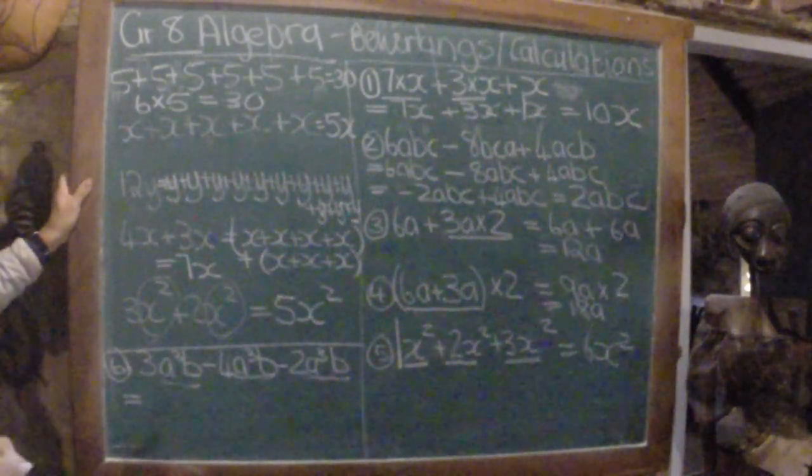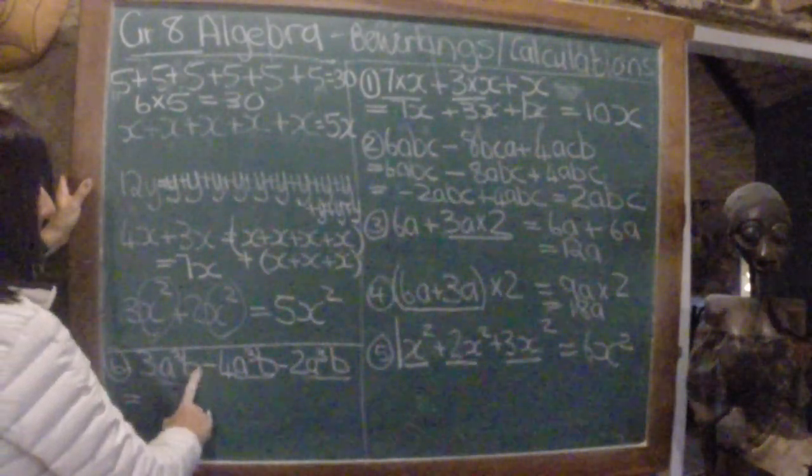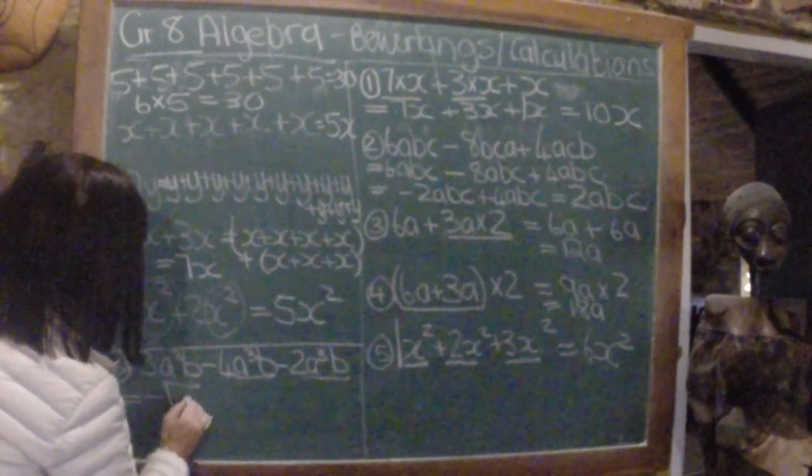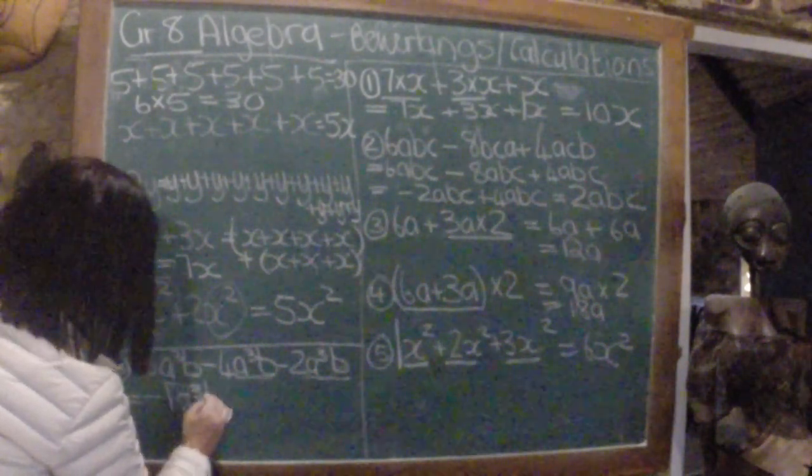Yes, I must add and subtract. 3 minus 1 gives minus 4, gives me minus 1 AQB.